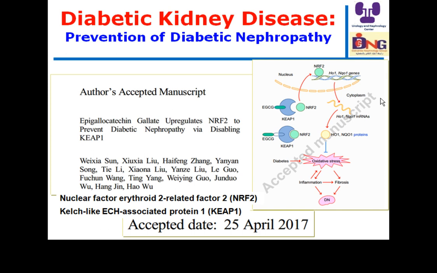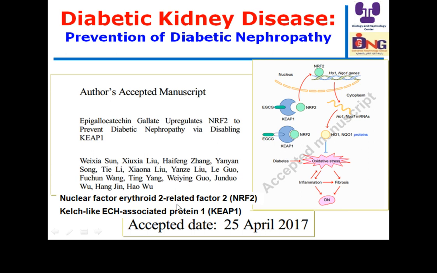This is regarding diabetic nephropathy, because we are confronted with many articles published in the previous decade showing disappointment in the management of diabetic kidney disease. This is from the molecular point of view. This is a very recent article showing the role of EGCG, epigallocatechin gallate, in the management of diabetic nephropathy. Here, the problem in diabetic nephropathy is excessive oxidative stress leading to inflammation, fibrosis, and diabetic nephropathy. So if we use this molecule, which is present in green tea, it binds to KEAP1, which is Kelch-like ECH-associated protein 1.